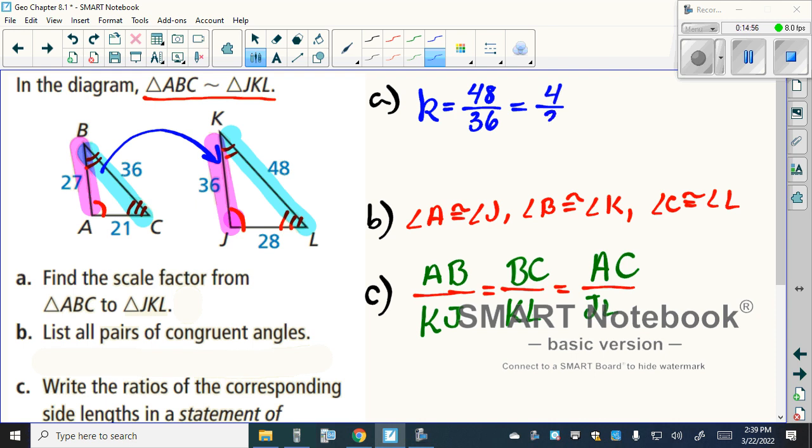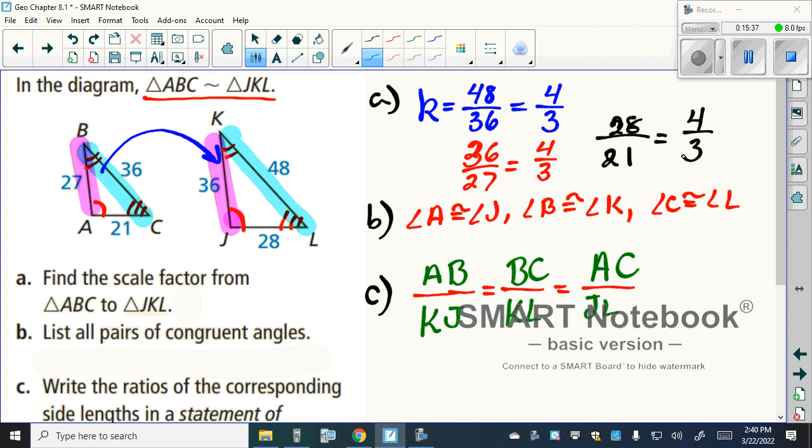This actually reduces to 4/3. And no matter which one we pick, because if we pick 36 over 27, we'd get 4 over 3. If we had to pick the last one, 28 over 21, we would still get 4 over 3. Because the scale factor, as long as we pick the corresponding sides, will give us the same value.